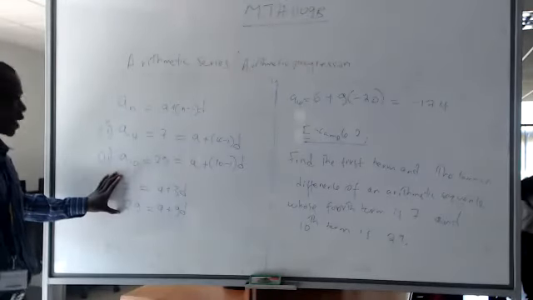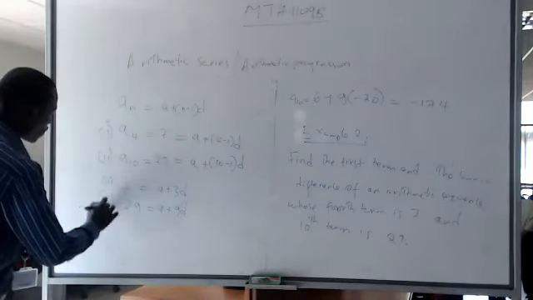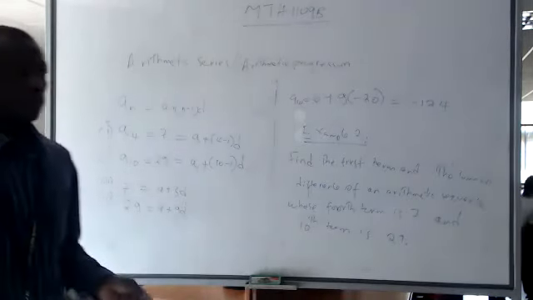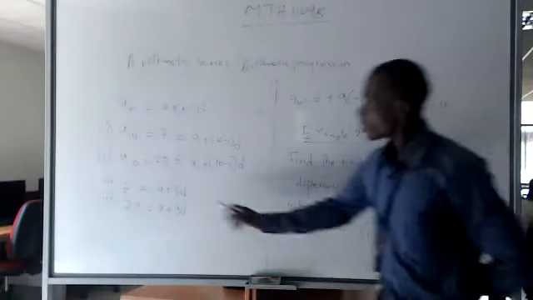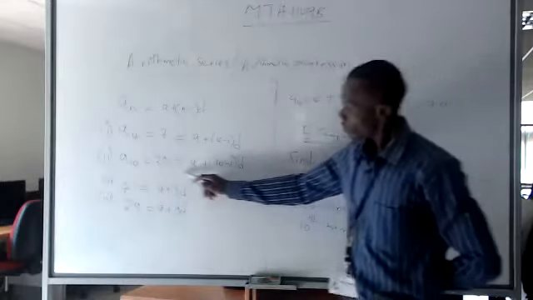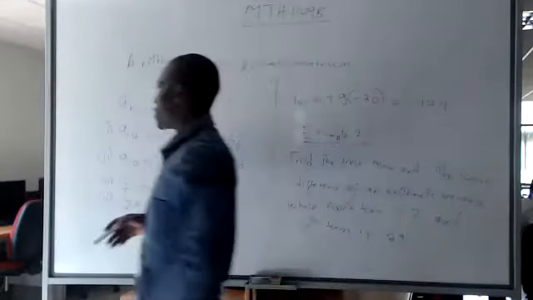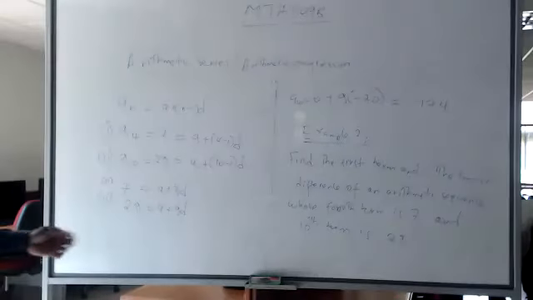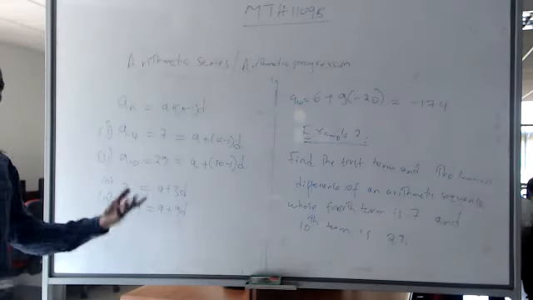Does this look familiar? Equation 3 and equation 4, do they look familiar to you? Yes. What are they? Yes, these are simultaneous equations, simply linear equations in two unknowns. And we know how to solve this. You can solve by elimination.